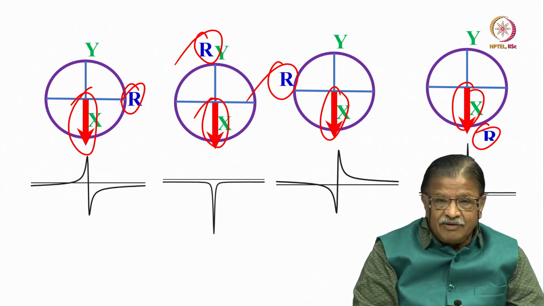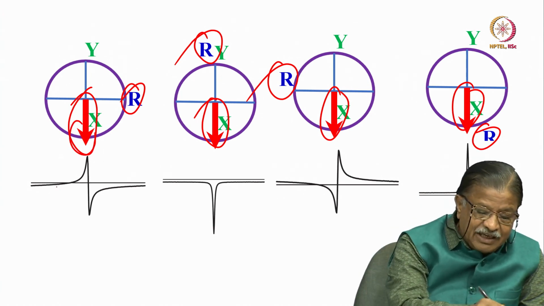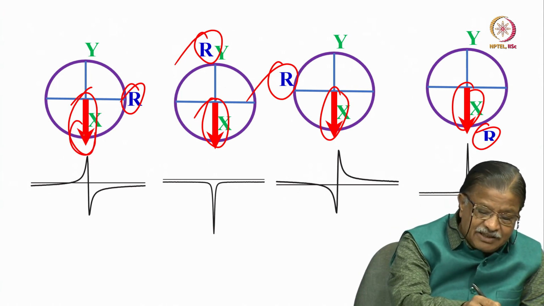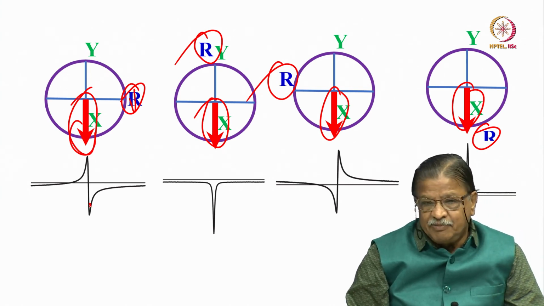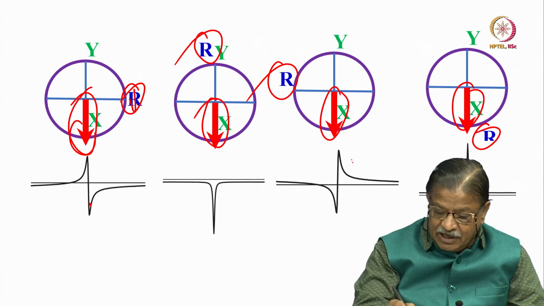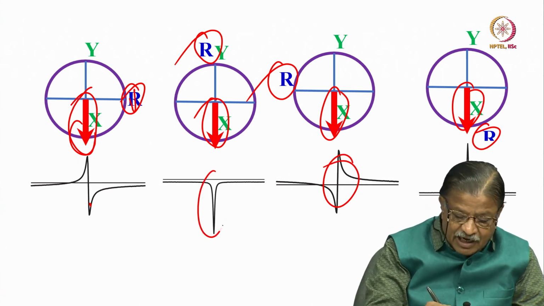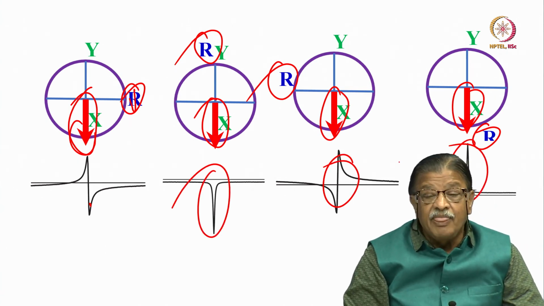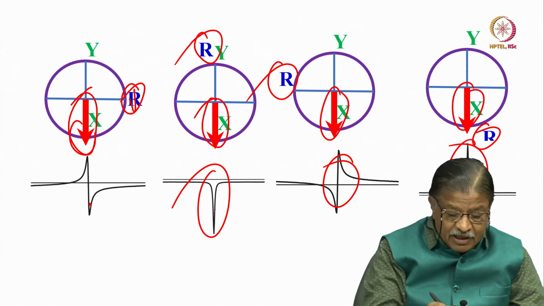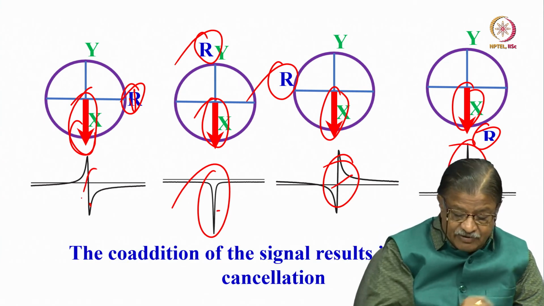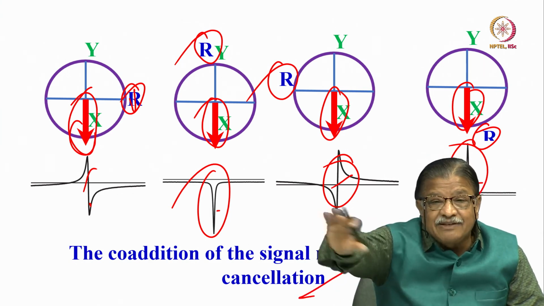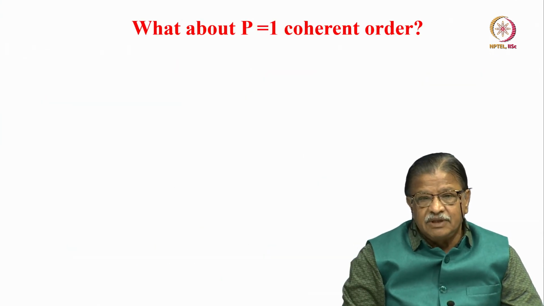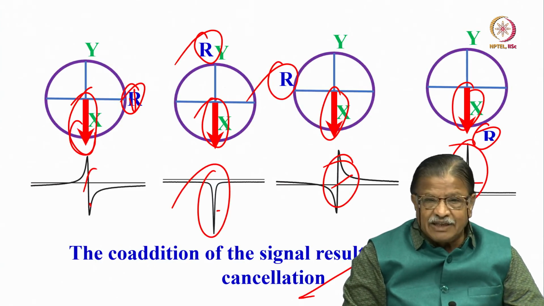Now, in the same logic, if magnetization is here and the receiver is here, then you are going to get a dispersive signal, positive dispersive. Here is negative dispersive. Here you get negative absorptive, positive absorptive. Now you are going to add up the signal. What is going to happen? This and this will nullify, this and this will nullify. The coaddition of this results in complete cancellation of the signal. That is very bad. So that is what is going to happen.